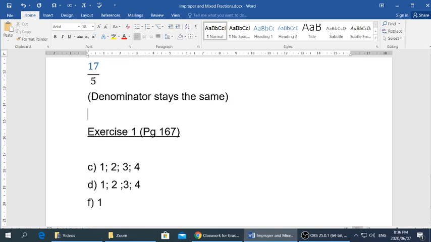Now for homework, I want you to do C1, 2, 4 and D1, 2, 3, 4. So 1 to the number 4, as in 1, 2, 3, 4. So C is converting them to mixed numbers, D is converting them back to improper fractions, and F is arrange the following in descending order.